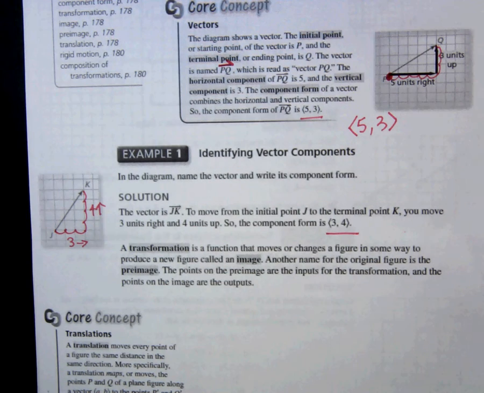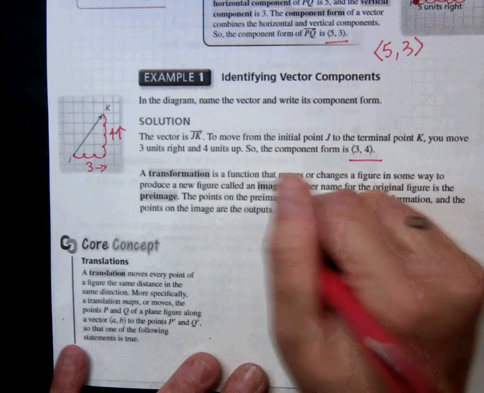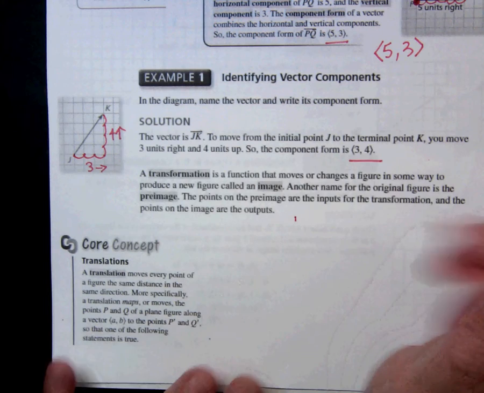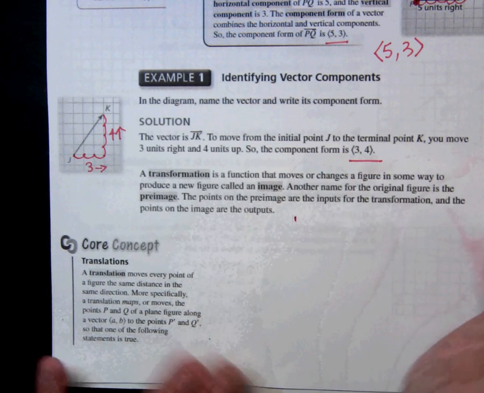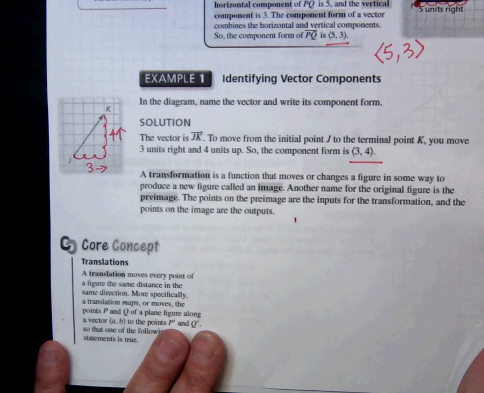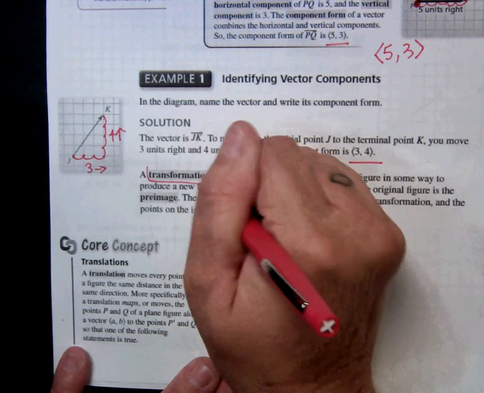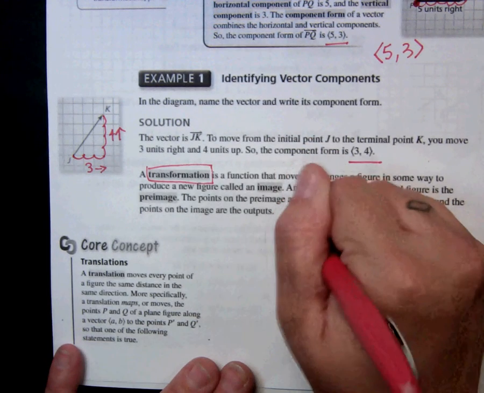I'm making it lighter, maybe it's easier to see. Okay, so a transformation is a function that, by definition, moves or changes a figure in some way to produce a new figure called an image. You're just kind of sliding. Transformation is just a general term. I was thinking translation, and that's what we're working with. We're working with the translation.